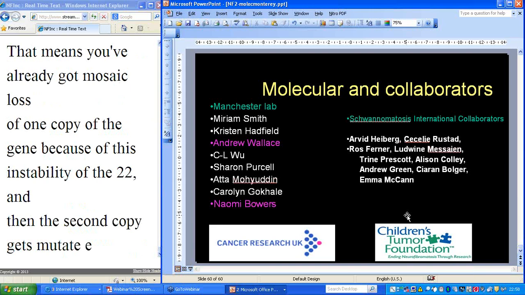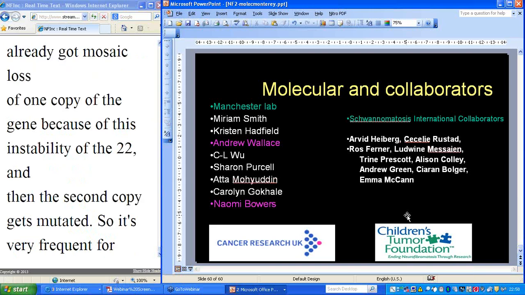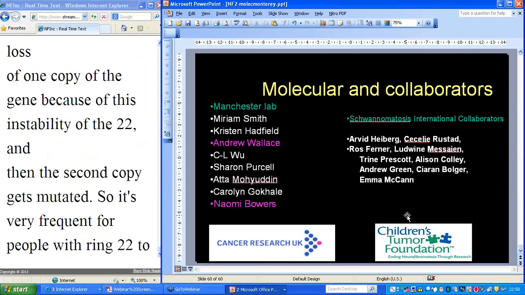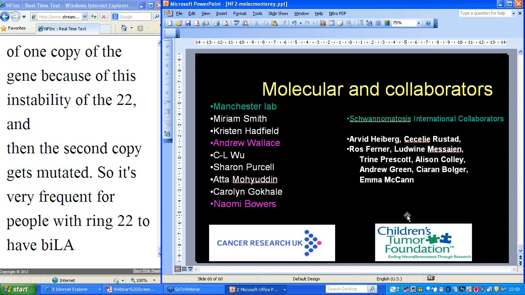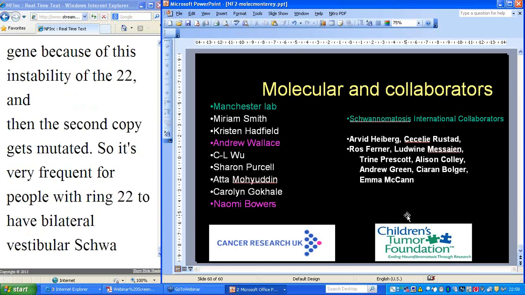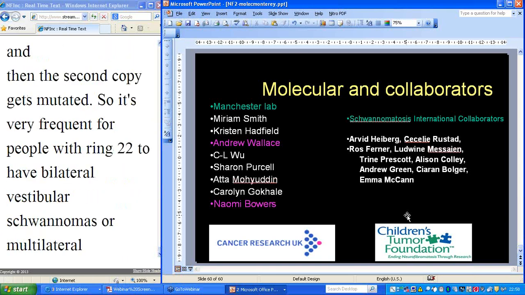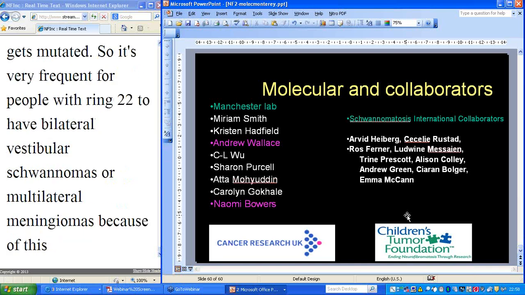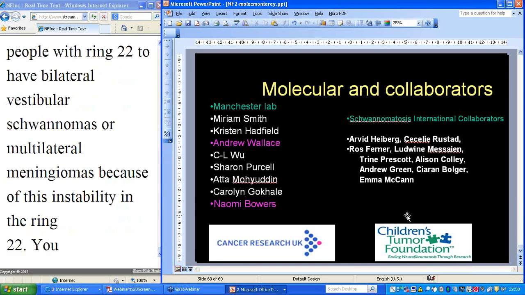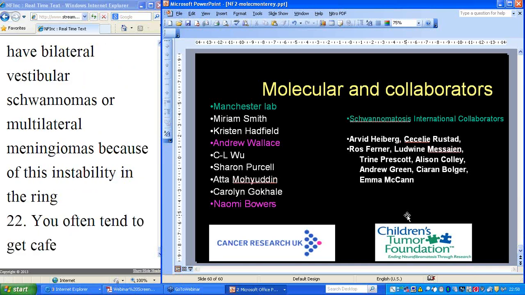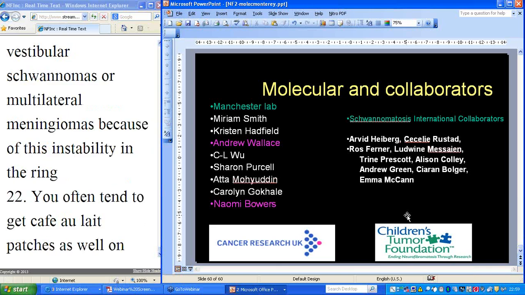So it's very frequent for people with ring 22 to have bilateral vestibular schwannomas or multiple meningiomas because of this instability in the ring 22. You often tend to get cafe-au-lait patches on the skin as well with the ring 22, so there are features that might get you misdiagnosed as NF1.